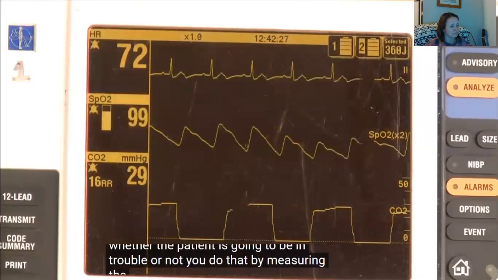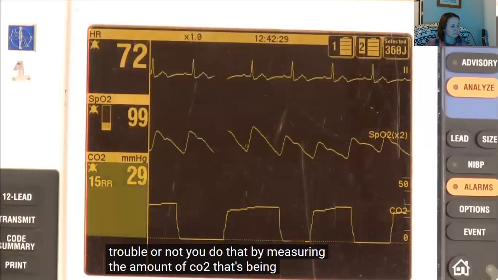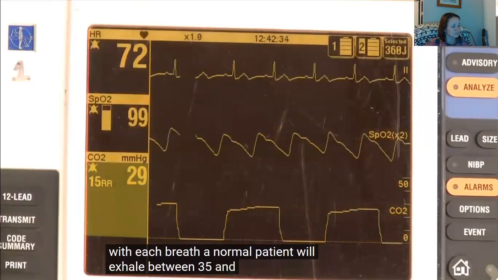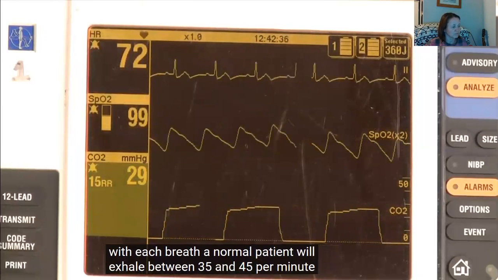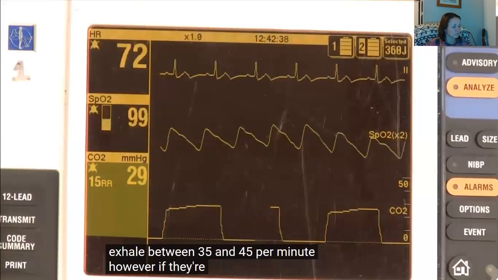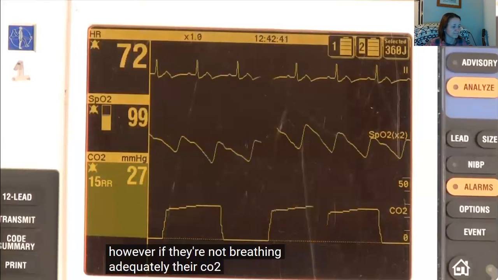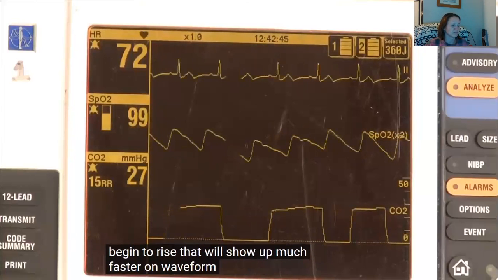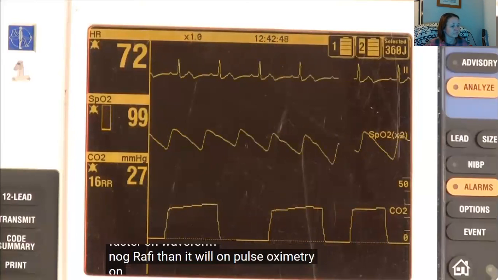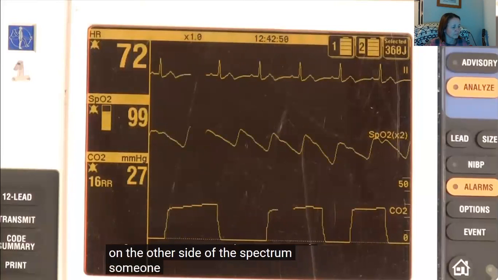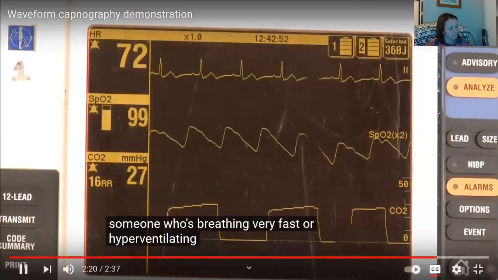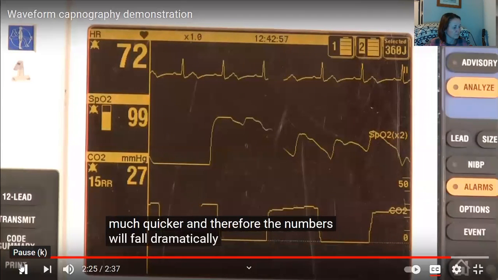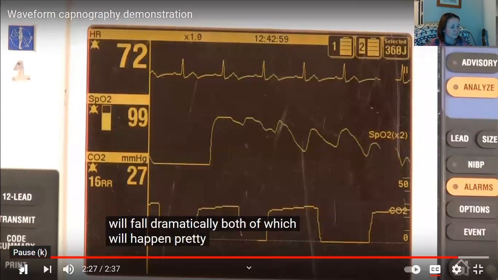You do that by measuring the amount of CO2 that's being exhaled with each breath. A normal patient will exhale between 35 and 45 per minute. However, if they're not breathing adequately, their CO2 levels will quickly begin to rise. That will show up much faster on waveform capnography than it will on pulse oximetry. On the other side of the spectrum, someone who's breathing very fast or hyperventilating will blow off their CO2 much quicker, and therefore the numbers will fall dramatically, both of which will happen pretty quickly.